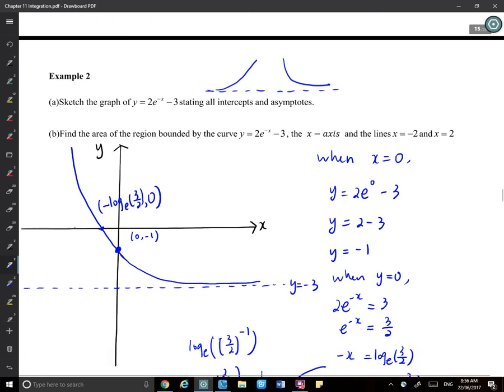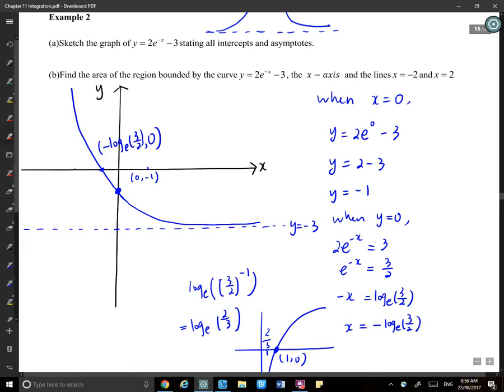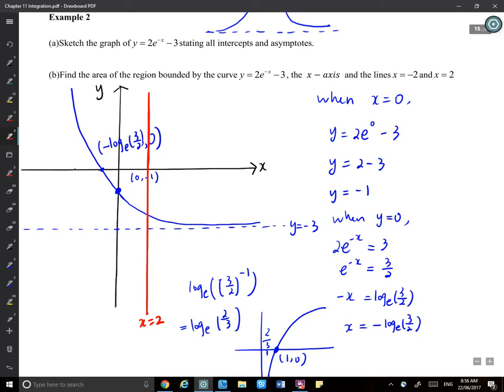Then what I'm trying to do is find the area of the region. Okay, find the area of the region bound by something. Bound by what? By this curve, by the x-axis, by the line x equals -2 and x equals 2. Let's sketch x equals 2 first. X equals 2 is this line. Well, where is x equals -2?